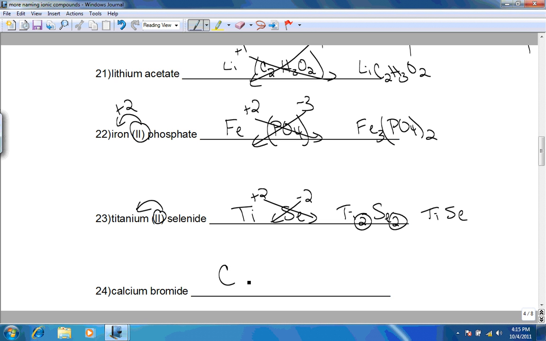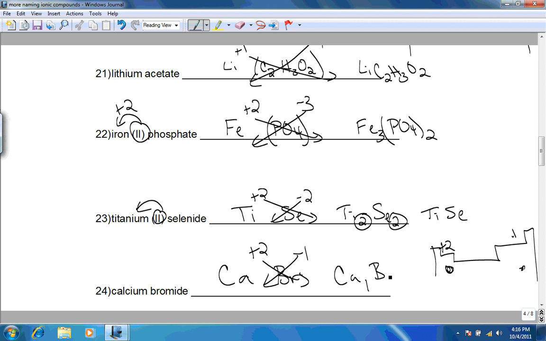Calcium bromide, CaBr. Notice that there's no Roman numerals here. That means we can look at the periodic table and determine what calcium is. If we look at the periodic table, calcium is right here. It's in the +2 row. And bromine is right here, and it's in the -1 row. Crisscross it, and it becomes Ca1Br2. You don't have to write that 1 if you don't want. Technically, most people don't.